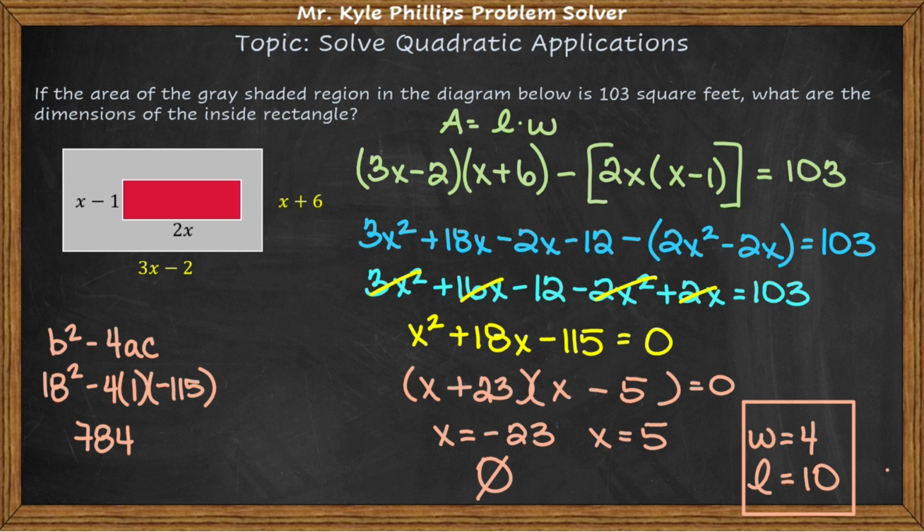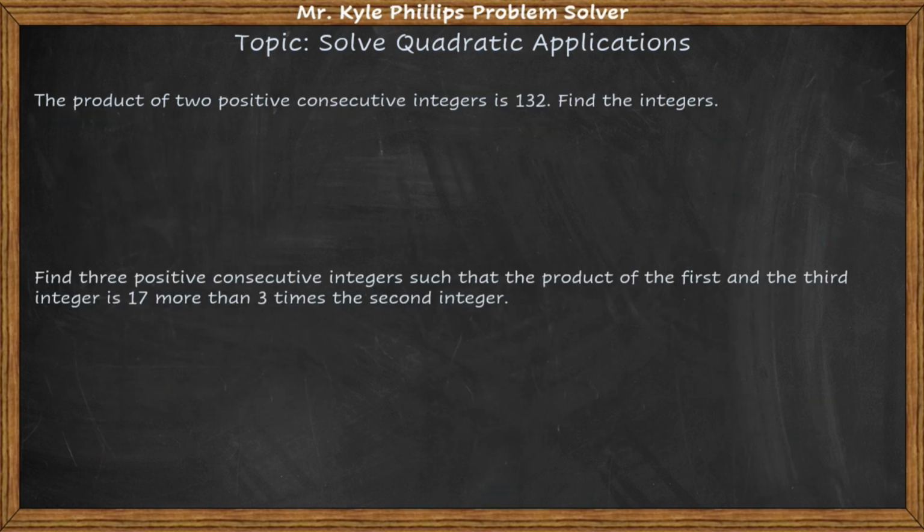Okay, let's look at another popular type of quadratic application. In this example, we have the product of two positive consecutive integers is 132. Find the two integers. Let's think about what we're saying here. Positive numbers, this is nice because now we're not dealing with any negatives, so our answer cannot be negative. Consecutive means one right after the other. So I have two positive consecutive integers.